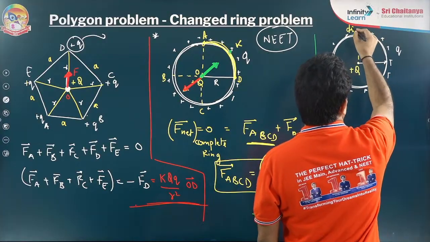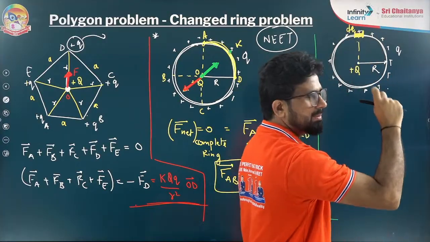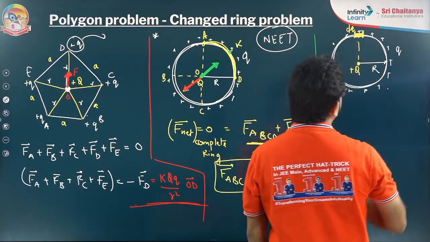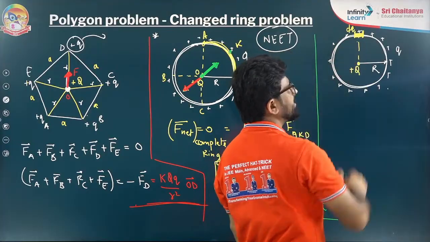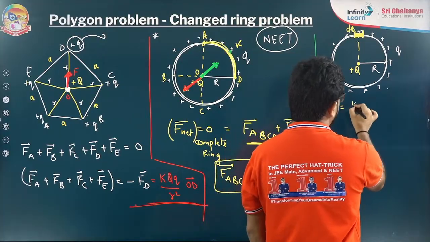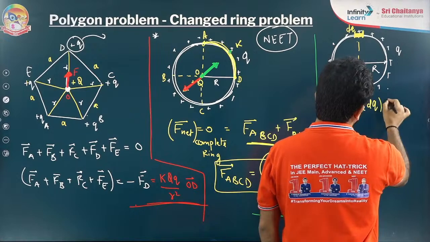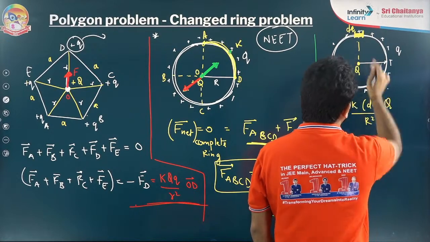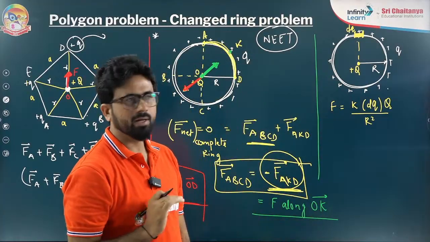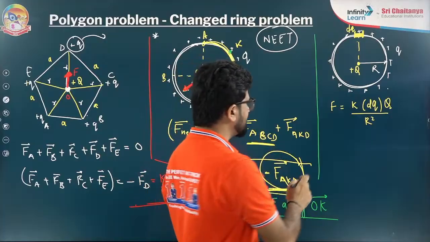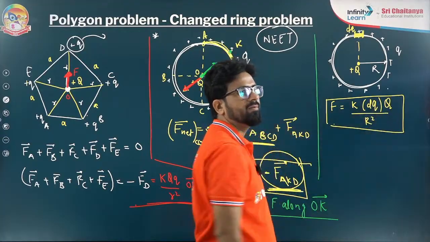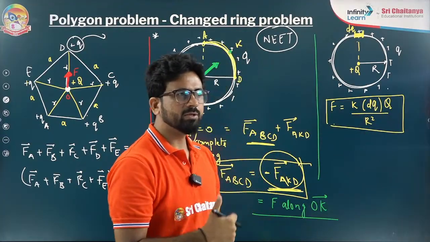This is the dq charge, a small element of this ring, and the center charge is plus Q. Now the question is, due to this small portion, what will be the force? Everyone can say the force is equal to k dq Q upon r square, because we can assume this small portion is a point charge. Clear or not clear, beta? Yes sir, no sir?